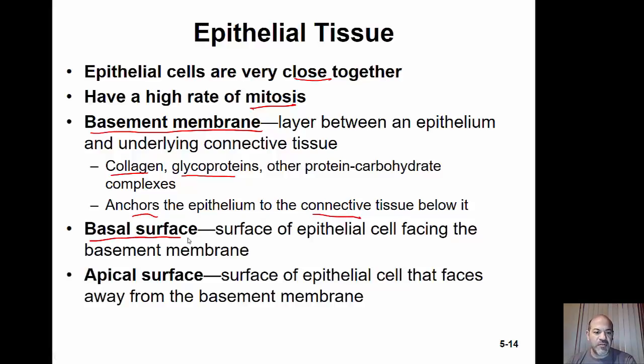There is a basal surface and an apical surface. The basal surface is the surface of the epithelium facing the basement membrane, and the apical surface is the surface that faces away, the other side of the tissue.